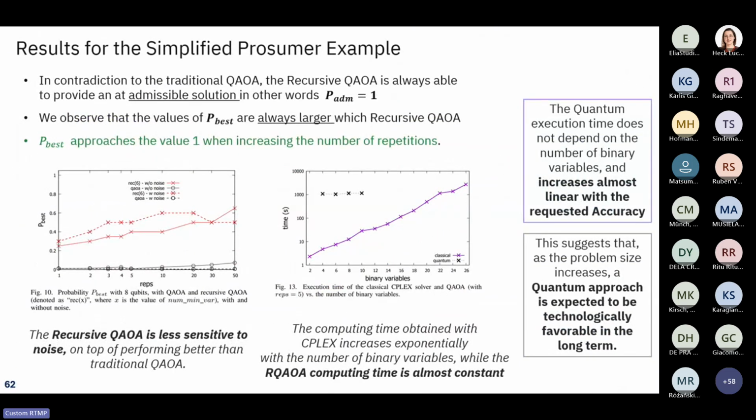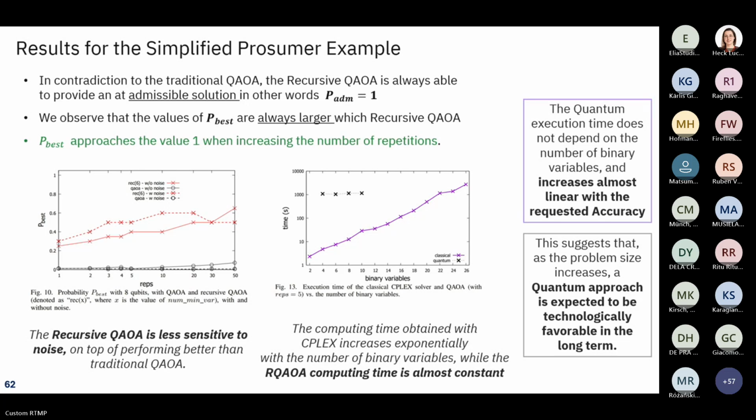First of all, let me take a look at two values, p-ADM and p-best. What does that mean? It's the probability to find an admissible, an acceptable solution, and the probability to find the best solution. On the right-hand side, you see a curve, and you see the red lines. The red lines refer to the usage of the new recursive QAOA. And you see that the probability to find the best solution is consistently higher than finding the best solution with the classical QAOA.